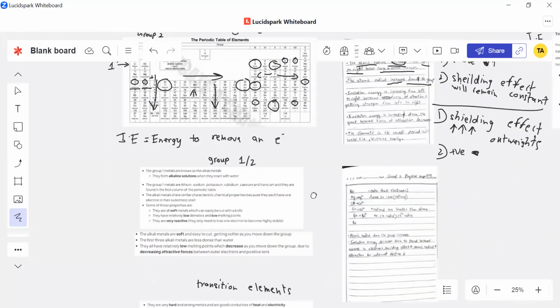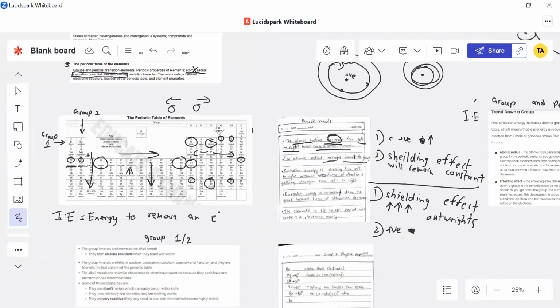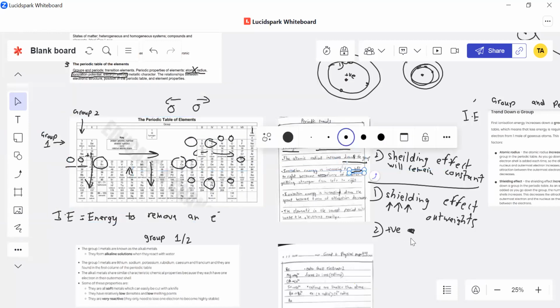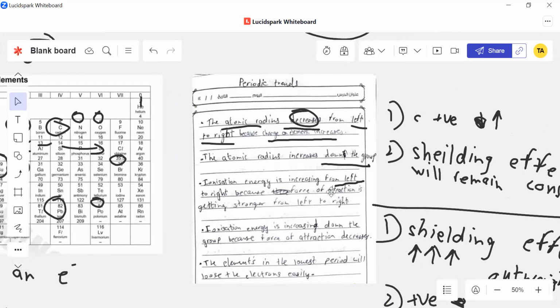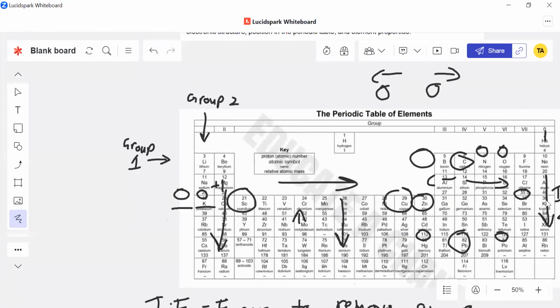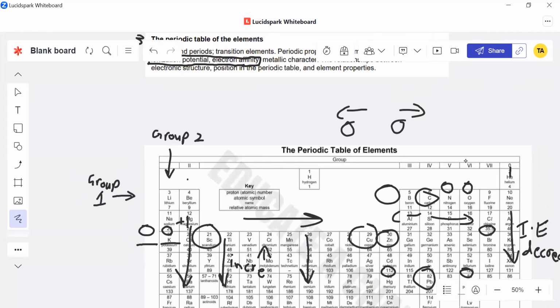Let me find electron ionization energy. Okay, so down the group, when you go down the group, ionization energy decreases. Why is that? Because I told you earlier, atomic radius going down the group increases. So let me explain in a different way.